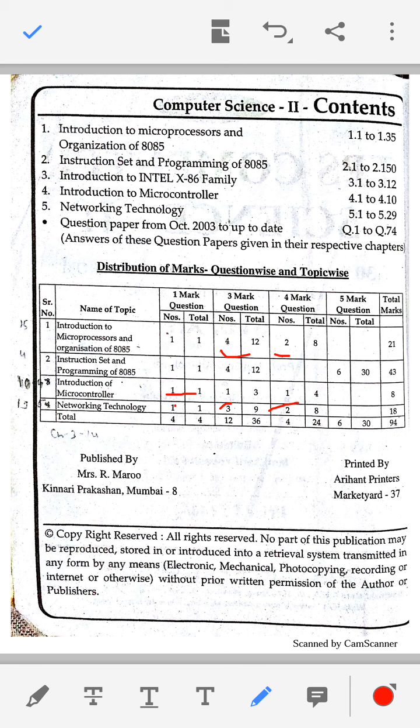There are total 5 chapters. The 4th one, okay, here they have skipped chapter 3. Chapter 3 is Introduction to Intel x86 family. Here we will be learning about different processors of the Intel family.